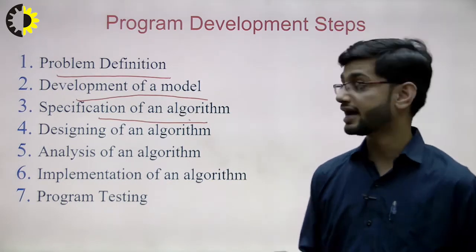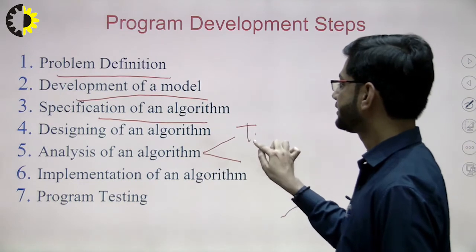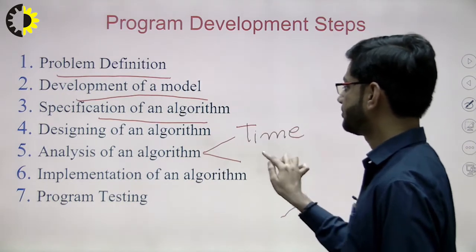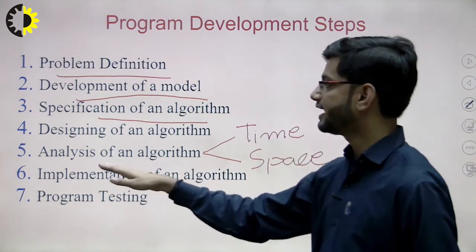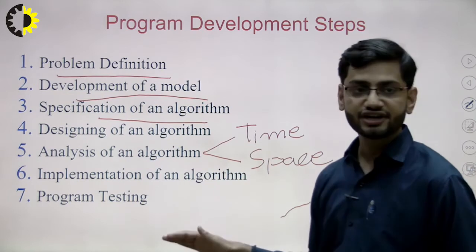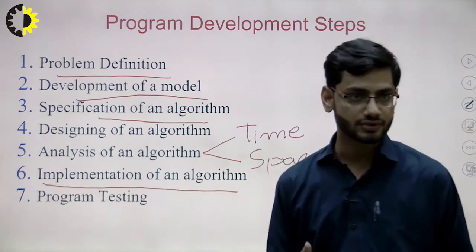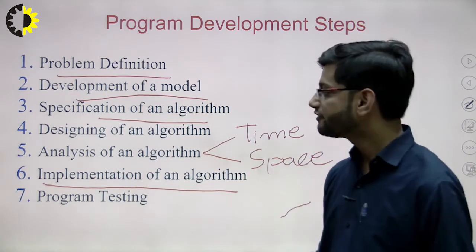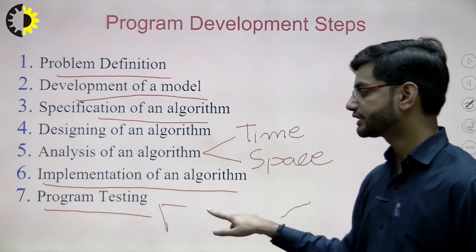After designing the algorithm, for example, you have designed a particular algorithm, now you will analyze the algorithm from two perspectives, that are time and space. After that you will implement the algorithm in the form of a program, and after that you will do the program testing with both cases.